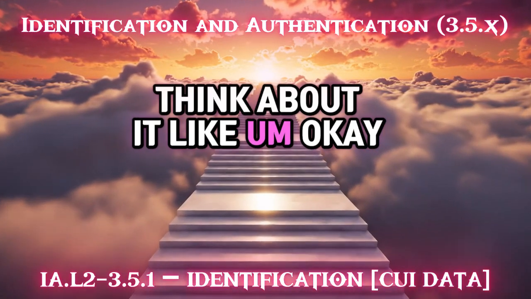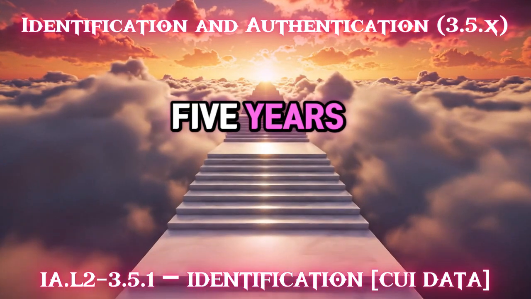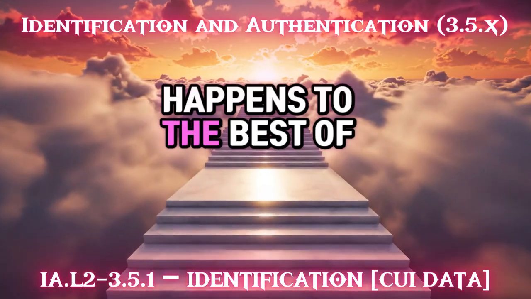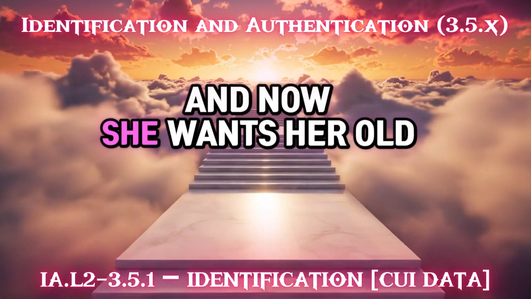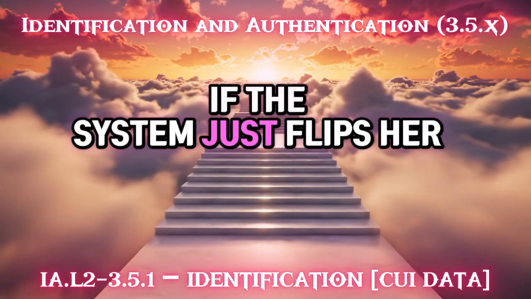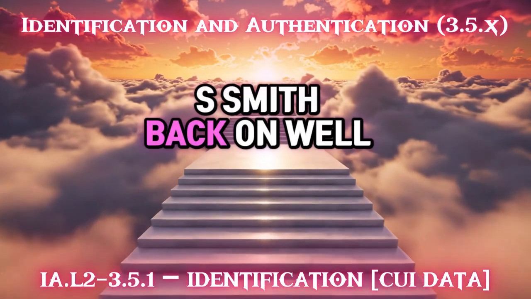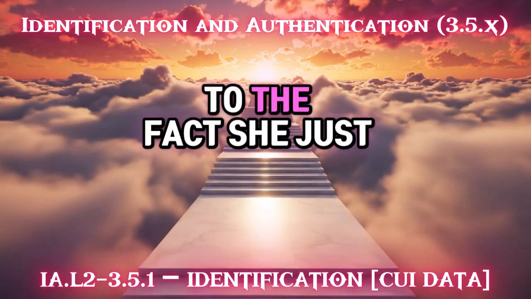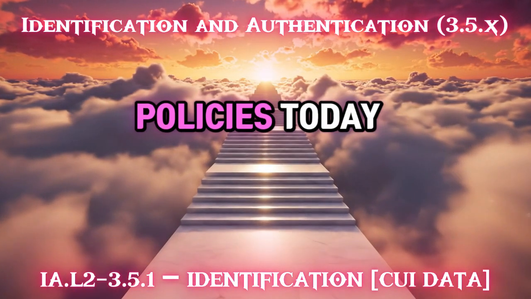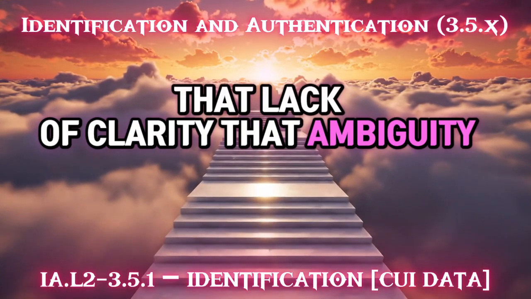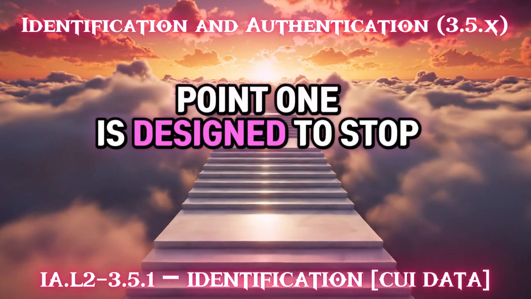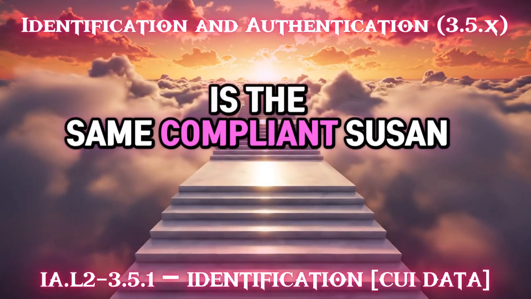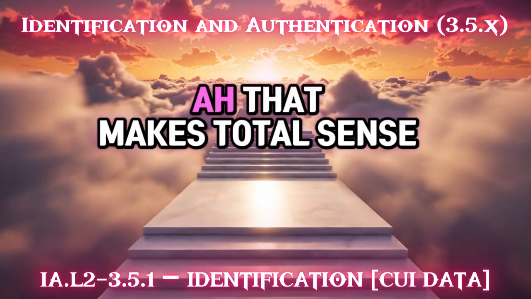Think about it like, okay, say Susan worked here for 5 years, left for 6 months maybe, lost her shirt betting on meme stocks. Happens to the best of us. Right. And now she wants her old job back. If the system just flips her old ID, S. Smith, back on, well, now we've lost that clean connection. We can't easily link her current actions to the fact she just signed off on new training and policies today. That lack of clarity, that ambiguity, that's what 3.5.1 is designed to stop. The system has to know that the Susan logging in today is the same compliant Susan who just walked back in the door.